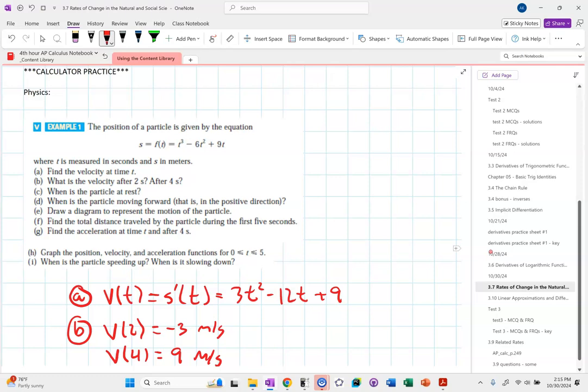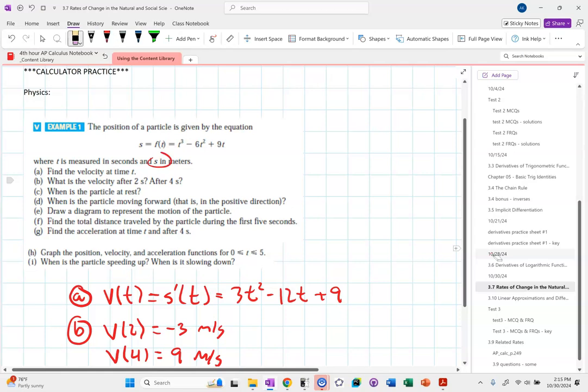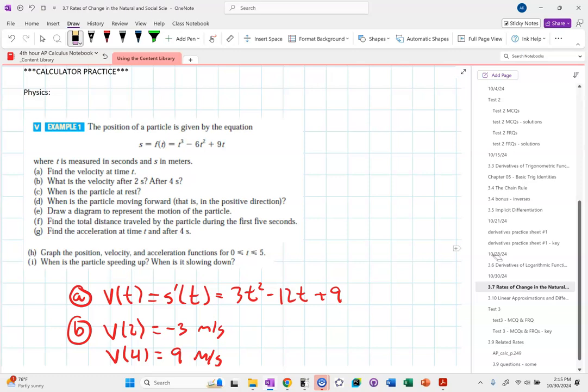Everybody's okay? How do I know that the unit's meters per second? The velocity is always a rate of the y and x variables for our function. The y variable is meters. The x variable is seconds, so I know that my answer for the derivative is going to be in meters per second. Everybody's cool?